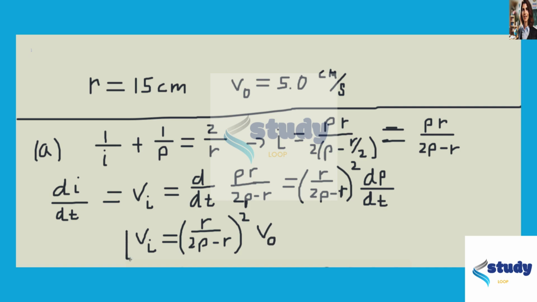And this is what we were asked to prove for part A, so we can go ahead and box all of that in as our solution for part A. Now we know r and we know the velocity of the object.